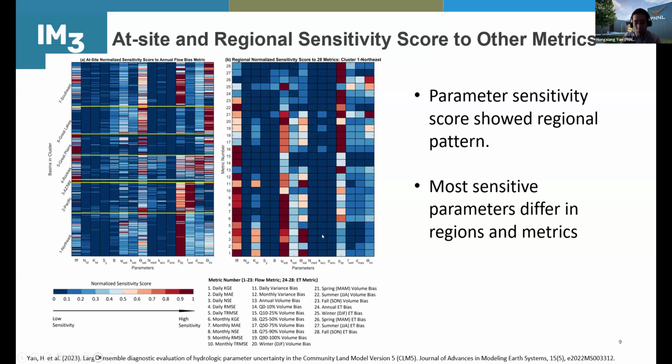The picture on the right shows the sensitivity score to different metrics, from number 1 to 28. I won't read the details here, but you can see the red color shifting across different metrics. So the conclusion is you need to find the metric for your science question, and then identify what the sensitive parameters are, what the regions are, and what the behavior parameters are.